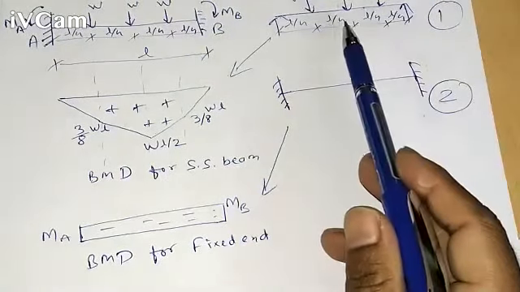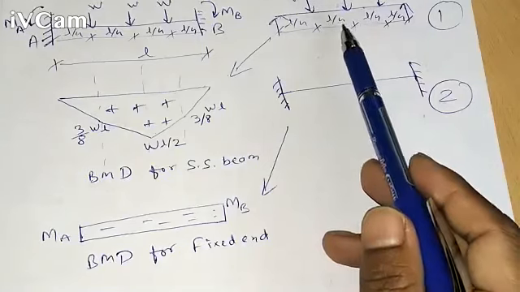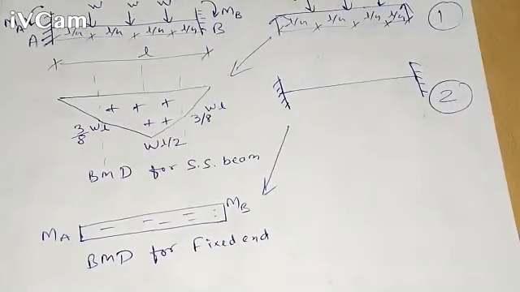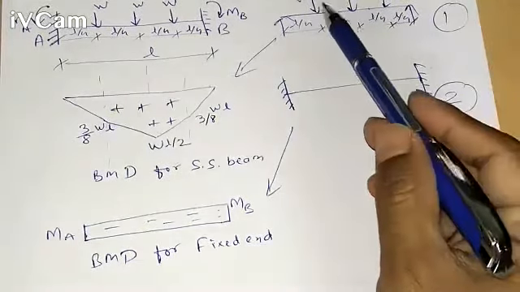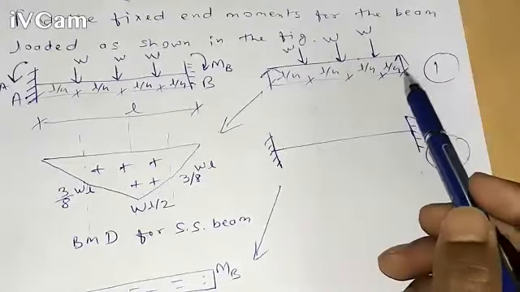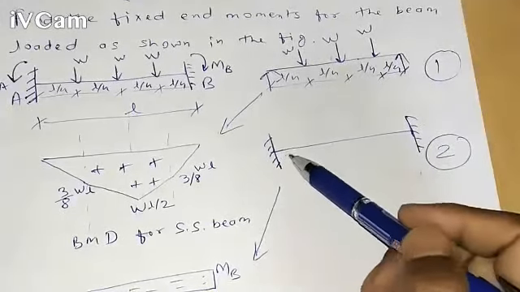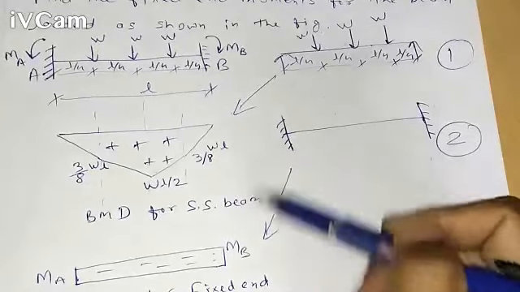The first case is when the load is acting, and we have removed the fixed end and considered it as simply supported. So in the first case, the external load is acting and there is a simply supported beam, while in the second case we have removed the load and have only the fixed end. Because of this, we got the two bending moment diagrams.